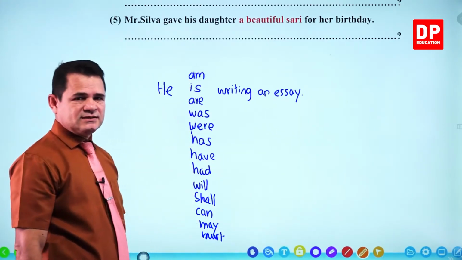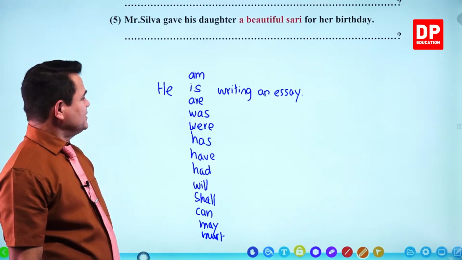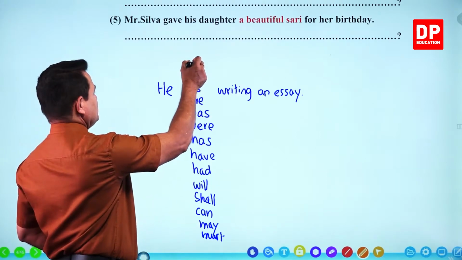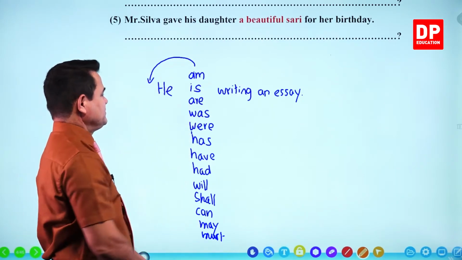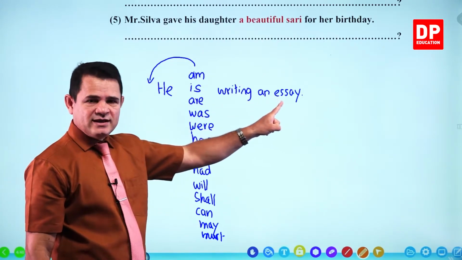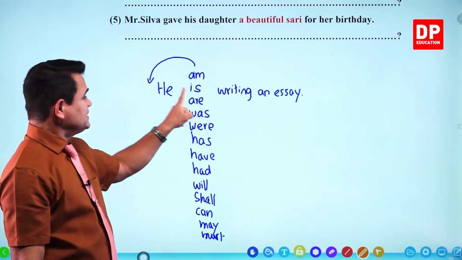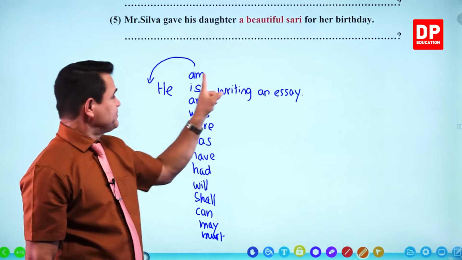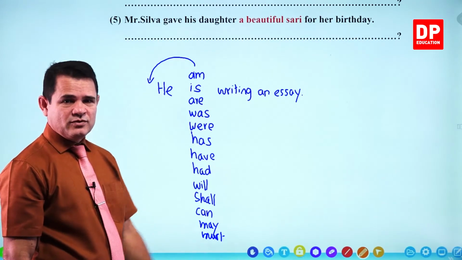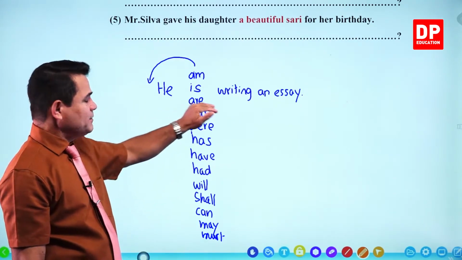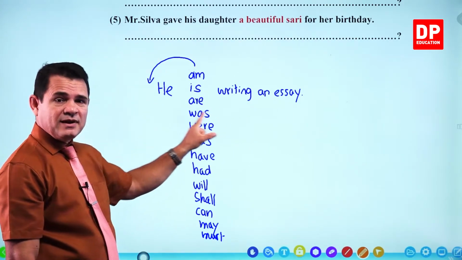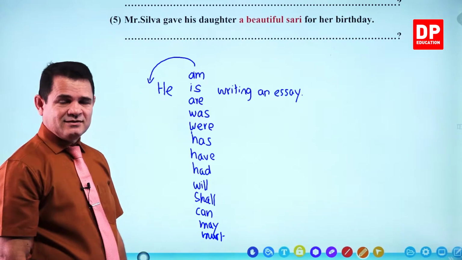Let's take this as an example. Then take is to the front. He is writing an essay. Is he writing an essay? I am reading a book. Am I reading a book? We are playing cricket. Are we playing cricket? Very simple.